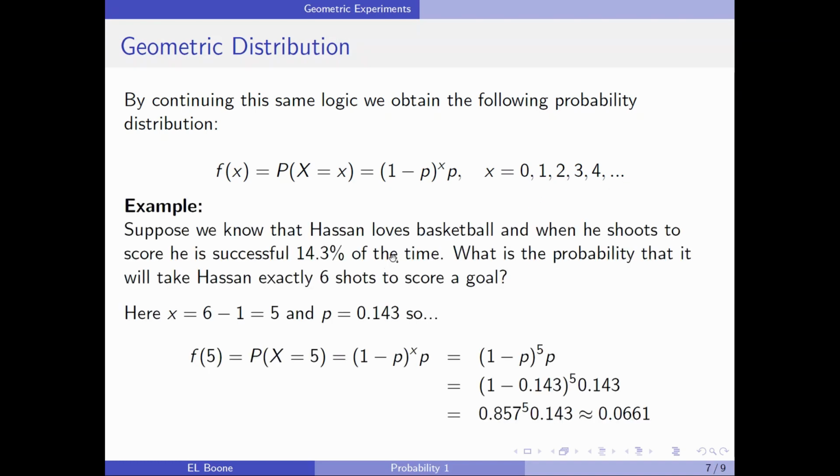So let's look at an example. Suppose we know Hassan loves basketball, and when he shoots to score, he's successful 14.3% of the time. What is the probability that it will take Hassan exactly 6 shots to score a goal? Well, X is the number of failures, right? But if he's going to take 6 shots, then he had 5 failures. So 6 minus 1 is 5. Probability is 0.143. Plug this in, f of 5, the probability x equals 5. Run through the math, and we see that there's about a 6% chance that it will take him exactly 6 shots to score a goal. So pretty easy to use. You just plug in the numbers and away they go.